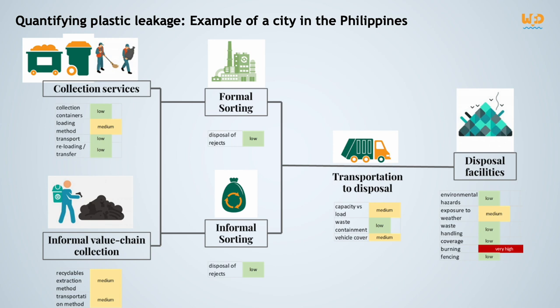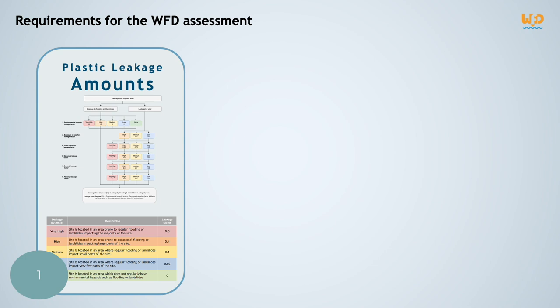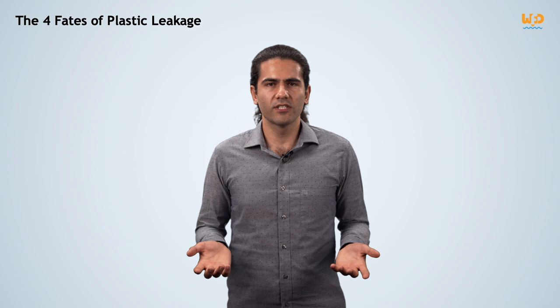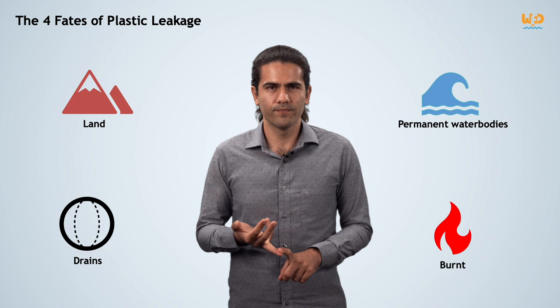We now move on to the next step, which will help you understand where leaked plastics end up in the environment. We just saw how to assess the plastic leakage factors. The next step is to assess the fate of these plastics. Remember that there are four fates possible for the plastics: trapped on land, into water bodies, into drains, and burned.